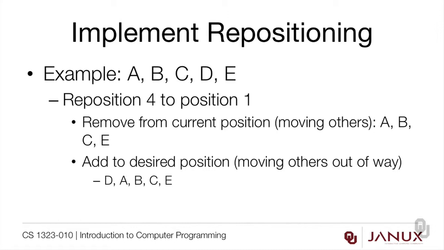Then we could add to the desired position, moving the other ones out of the way. D, A, B, C, E. And that, in fact, is what the add method does in the ArrayList class. Now, if you didn't remember those details from the ArrayList class, what you would do now is go to the API and look for possibilities.